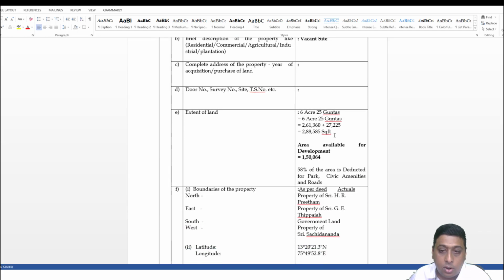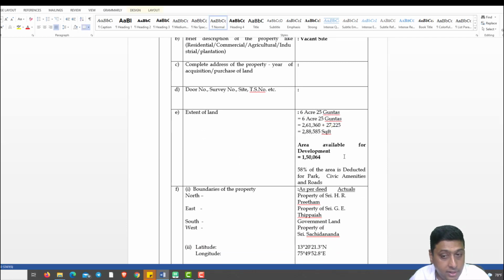The total area was almost 2,88,585 square feet, out of which I have taken only 52%. In between 50 to 55% we can take any value. So I have taken 52% of the total area, that is 1,50,064 square feet. The other 48% is areas reserved for parks, civic amenities and the roads.